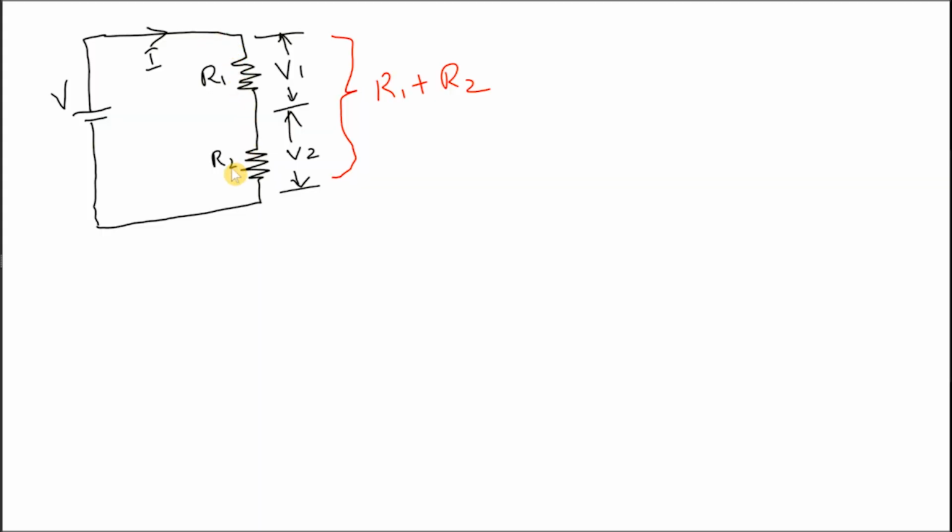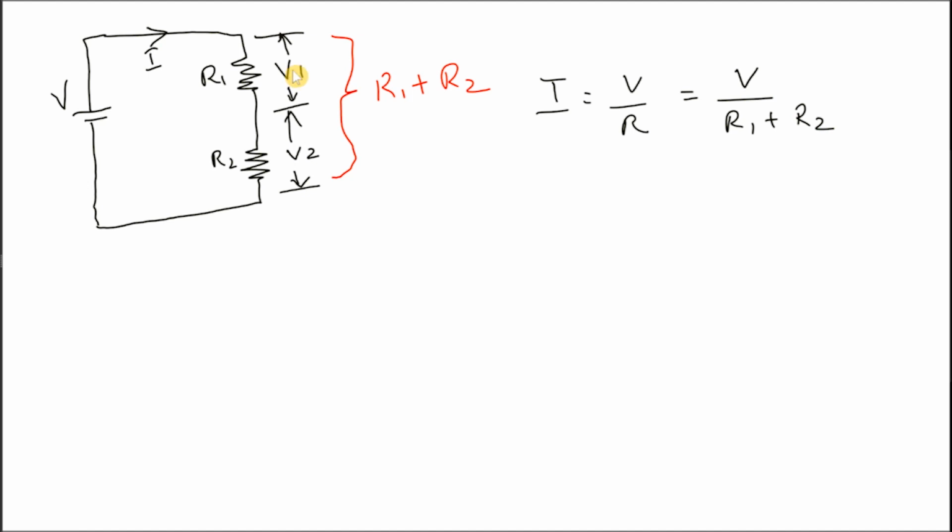Voltage divider concept is very useful in analyzing circuits. Consider two resistors connected in series across a voltage of V. Here current is same through both resistances, but voltage is divided as per the value of the resistances, and total resistance between these 2 points is R1 plus R2. I is equal to V by the total resistance. I is equal to V by R, that is equal to V by R1 plus R2.